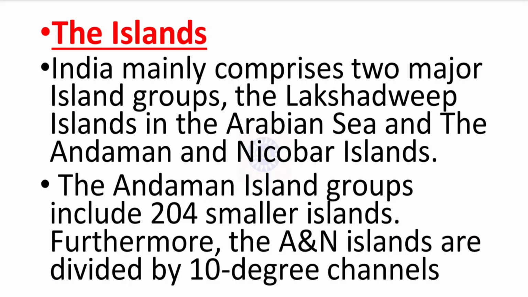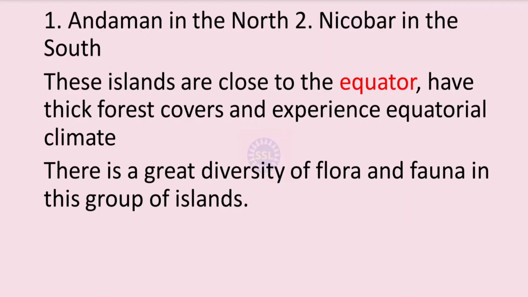In India, there are two groups of islands. Lakshadweep Islands are located in the Arabian Sea and Andaman Nicobar Islands are located in the Bay of Bengal. The Andaman Nicobar Island group includes 204 small islands. Further, the Andaman and Nicobar Islands are divided by the 10-degree channel, with Andaman in the north and Nicobar in the south. These islands are close to the equator.